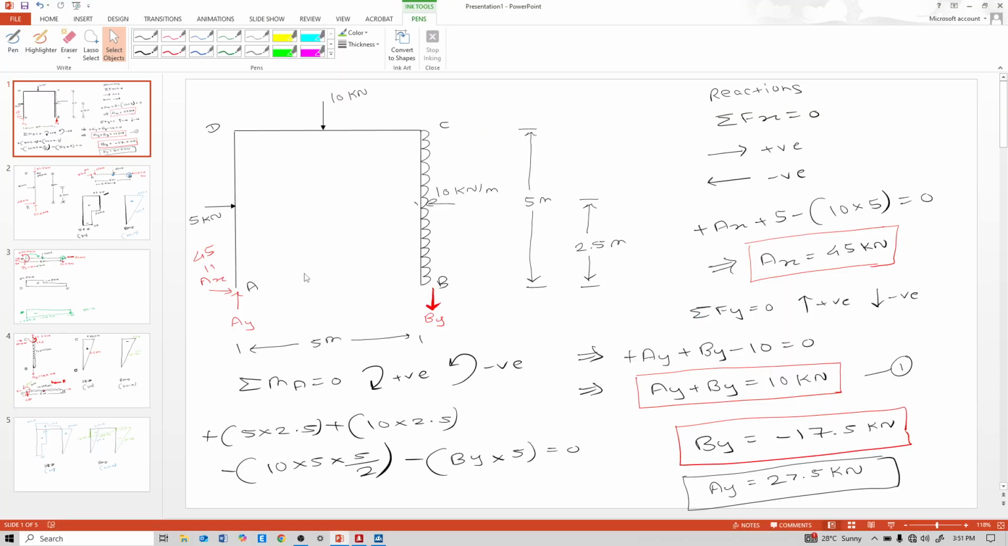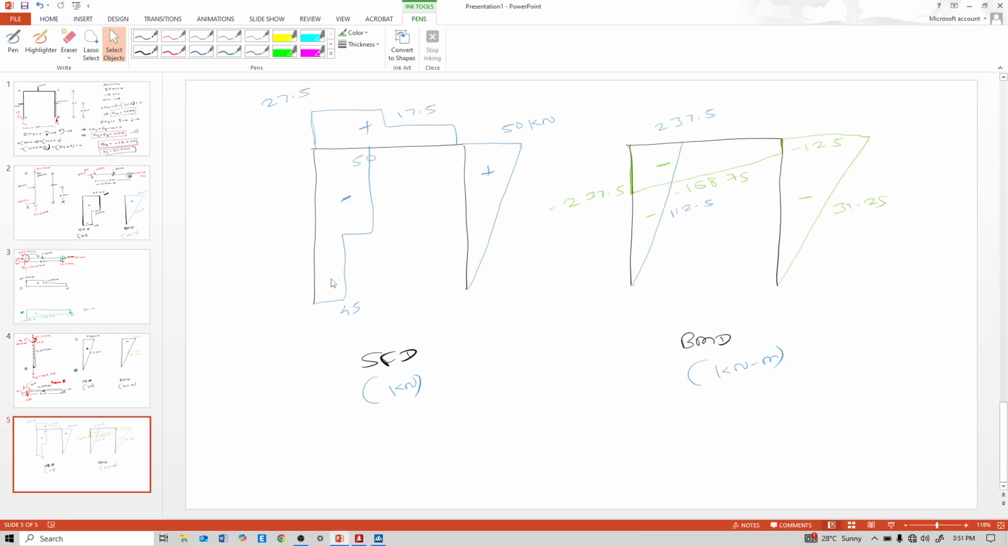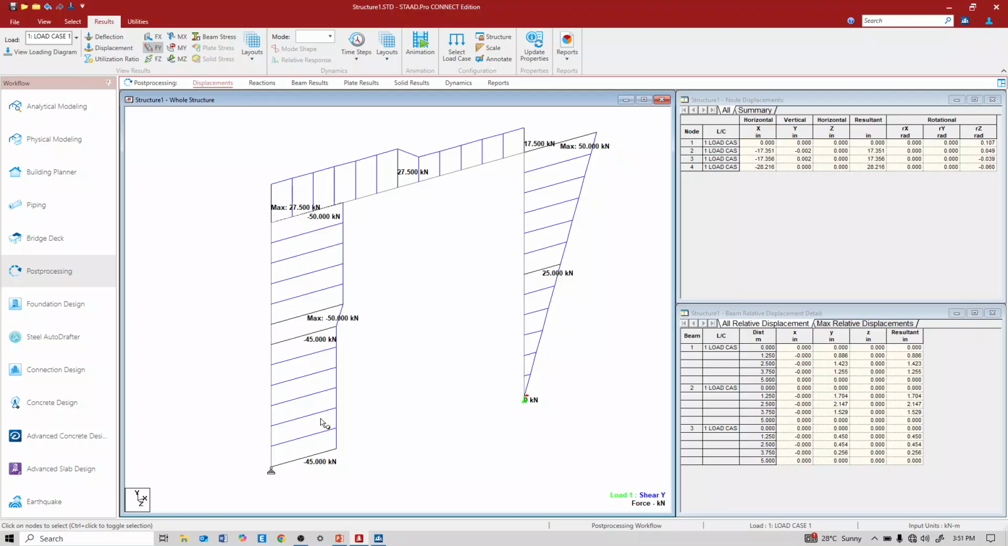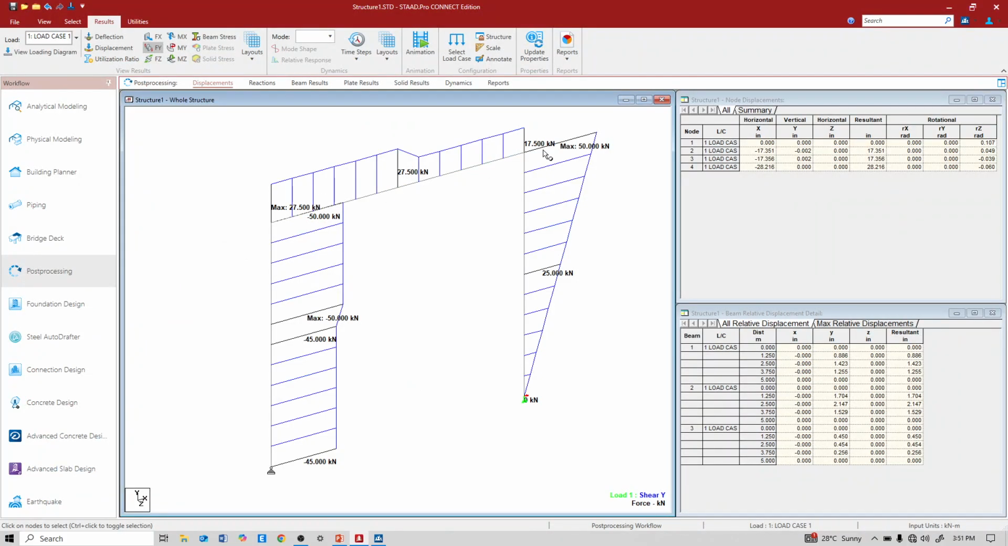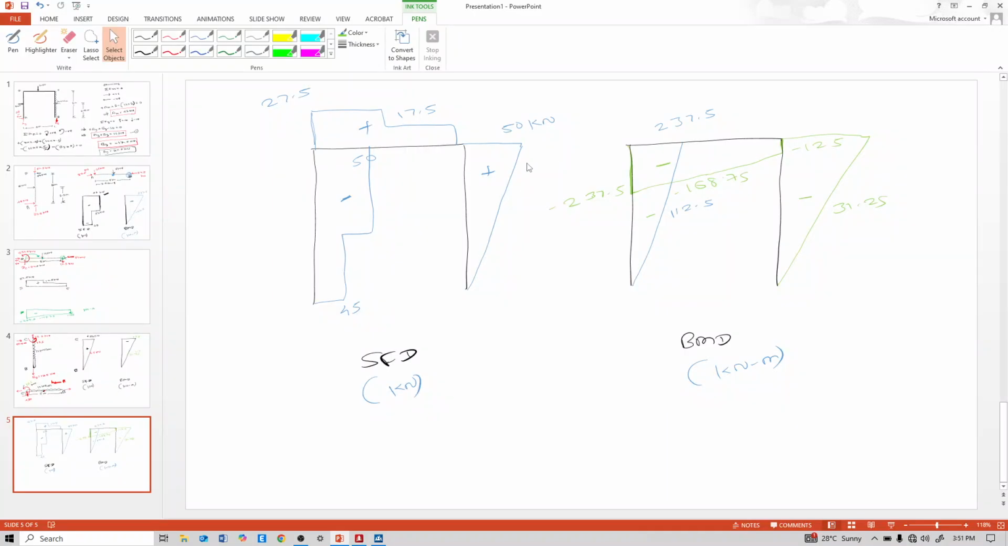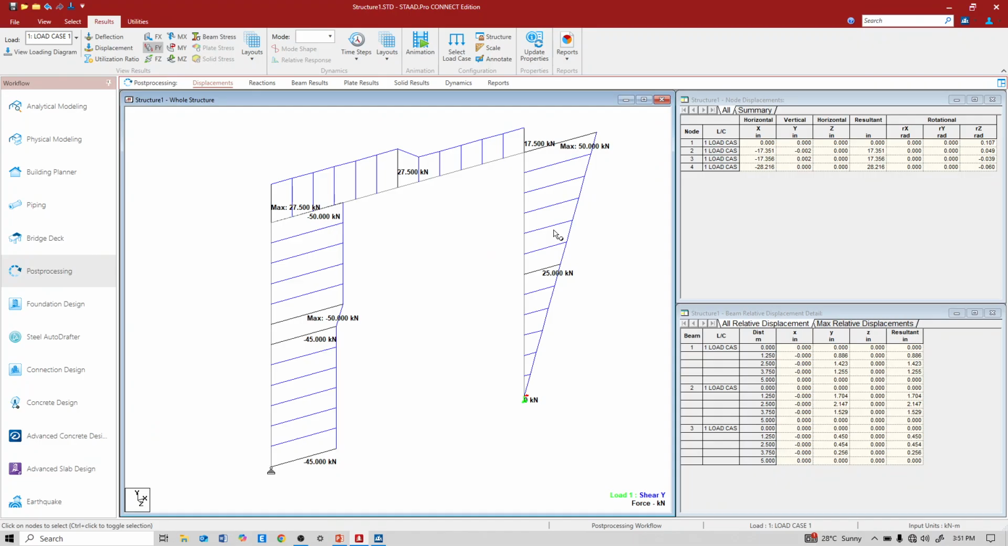See, 45, 50 negative, 45, 50 negative, 27.5, 17.5 positive, 27.5, 17.5 positive, 50. So exactly match. SFD shape and our manually calculated shape and magnitude exactly match.